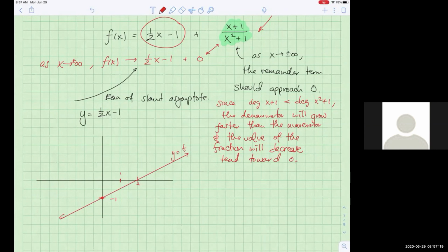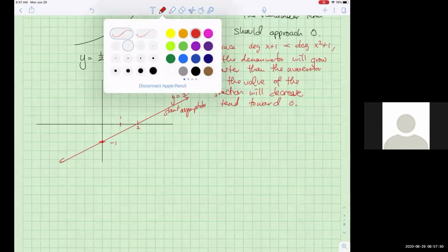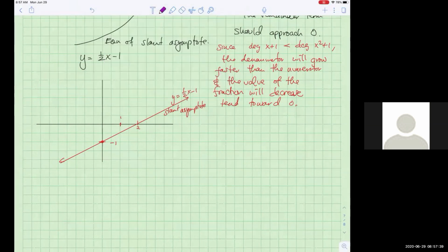This is y equals 1/2 x minus 1, and this is our slant asymptote. If we graph this in purple, we know we have our x-intercept, and we know that we have to start hugging the asymptotes. And so our curve looks something like that.